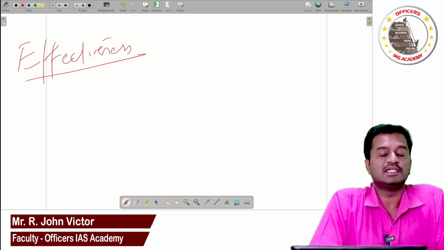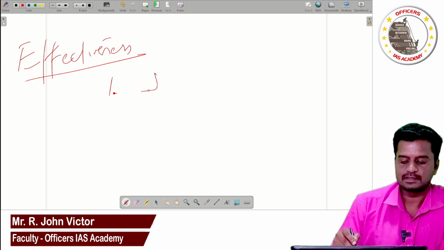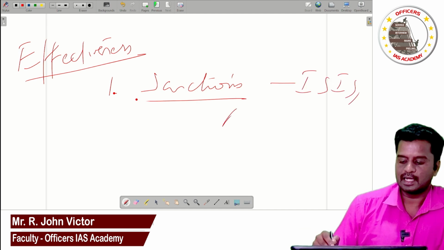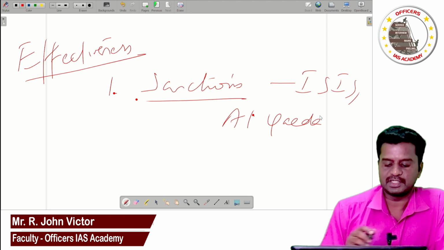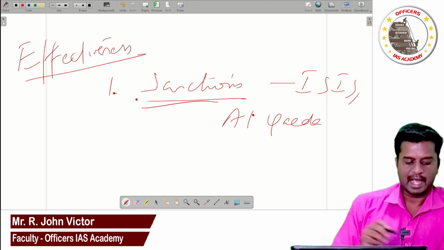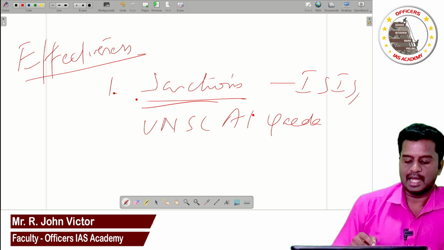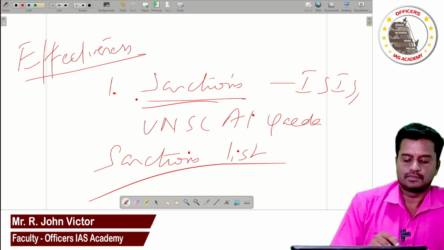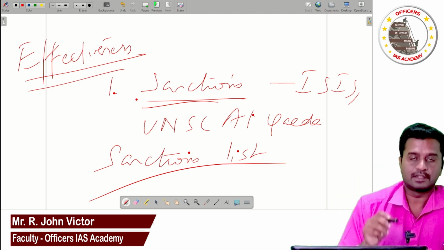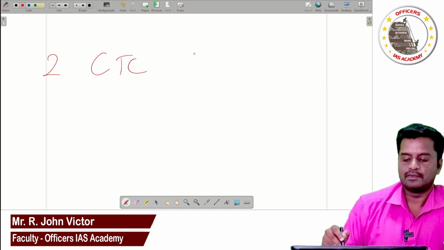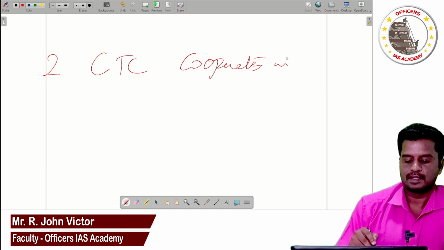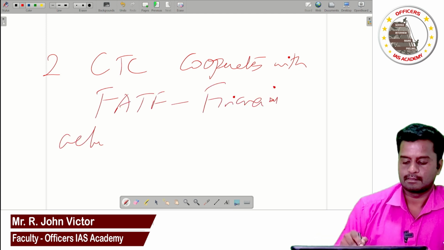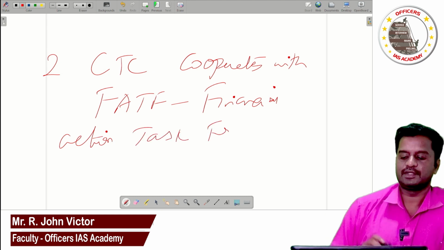One important action taken at the international level against terrorism is sanctions. Sanctions have been applied on groups such as ISIS, Al-Qaeda, among others in the past. So mention about sanctions. The UNSC has applied sanctions and it regularly updates the sanctions list. Mention it. You are writing this under the effectiveness. Next point. CTC cooperates with another body called FATF, Financial Action Task Force. Mention FATF.